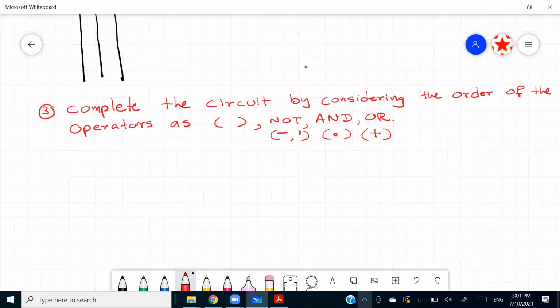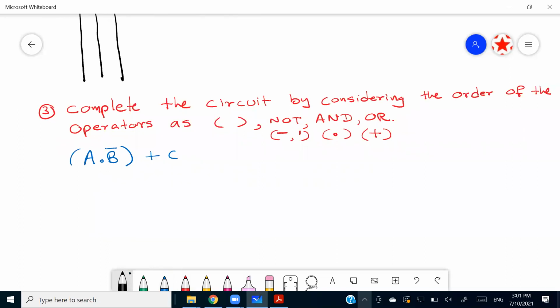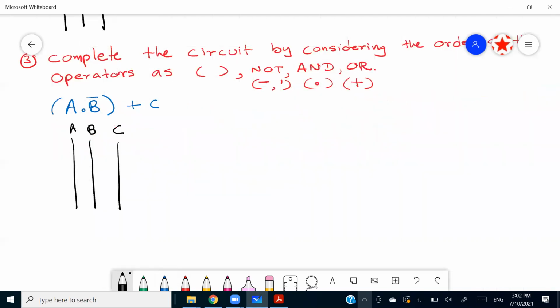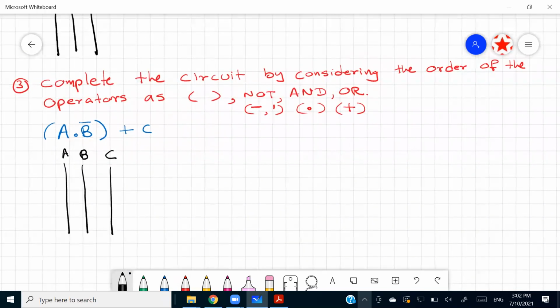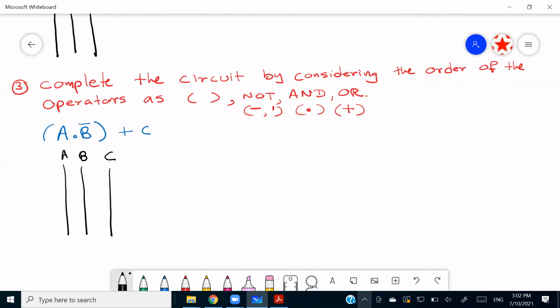right? So let's try to solve it. We are going to solve A dot B bar within brackets plus C. So we have drawn the input lines in the previous section. So these are named as A, B, and C, right? Then now we are going to solve this according to this particular rule.